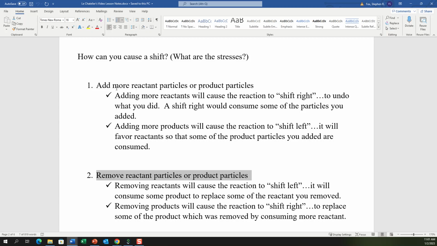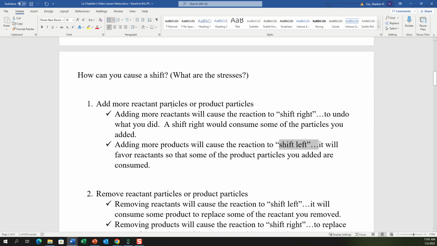All right, so it's pretty simple. If you add something, it's going to shift away. So if you add reactant, it's going to shift towards the product, so it's going to shift right. If you add product, it's going to shift away from the product, so it's going to shift left. Okay, so again, it's trying to undo what you did. I added it, so it tries to consume it.